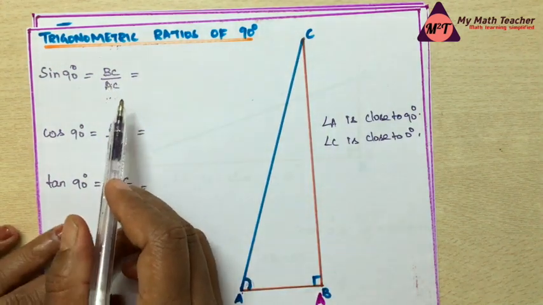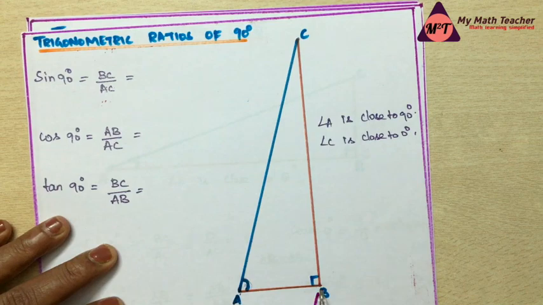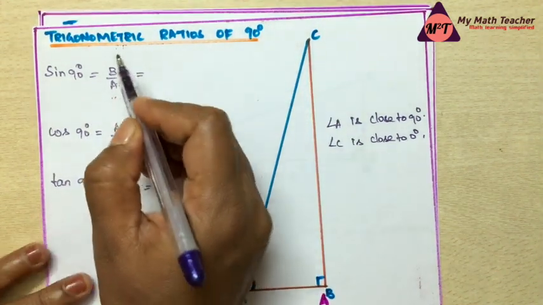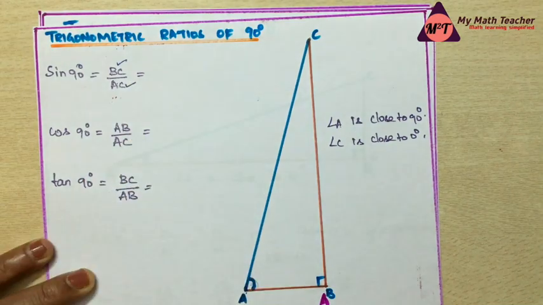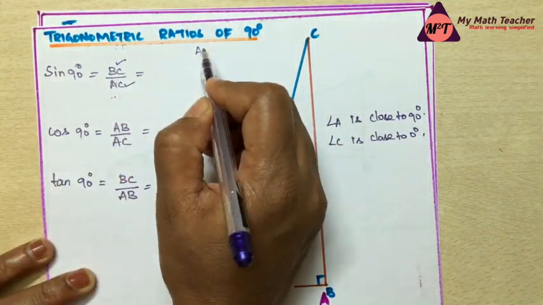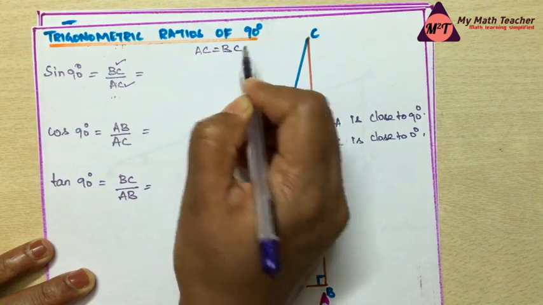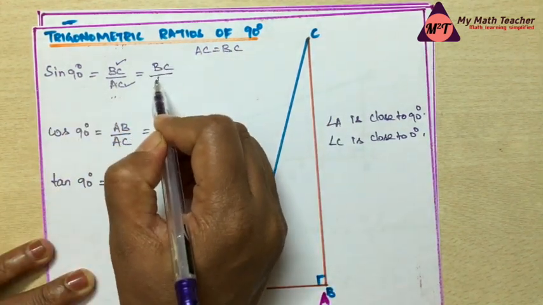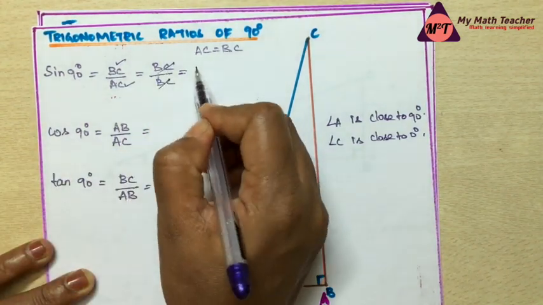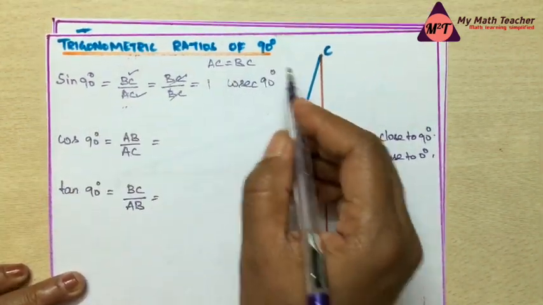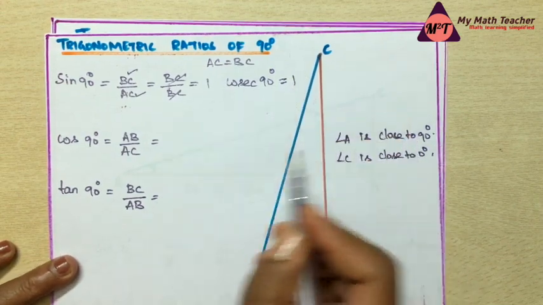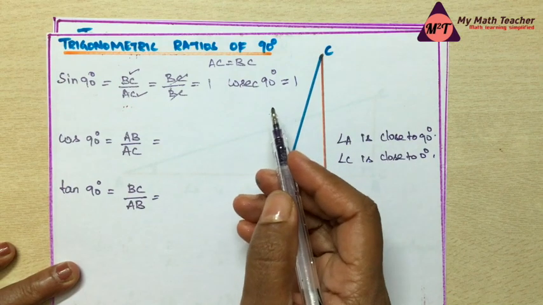Now what is BC? As we can say, both BC and AC are almost equal, the same as the previous one. So AC is equal to BC. Instead of AC, we can write BC. So when you divide, the answer is 1. If sine 90 is 1, then cosecant 90 is also 1. 1 divided by 1, the reciprocal of 1, is 1 itself.